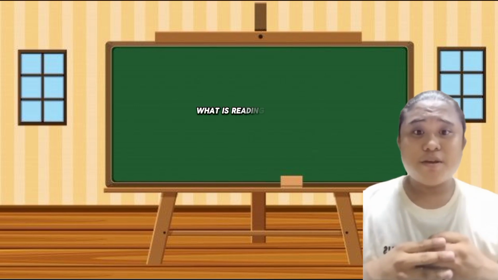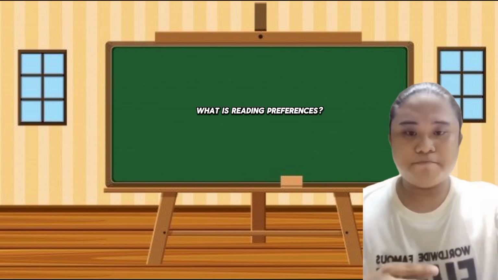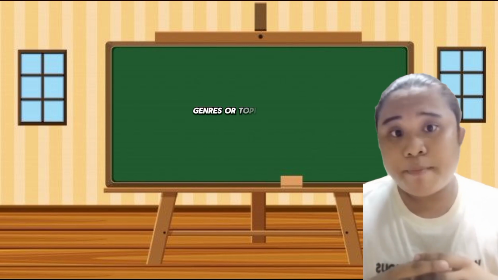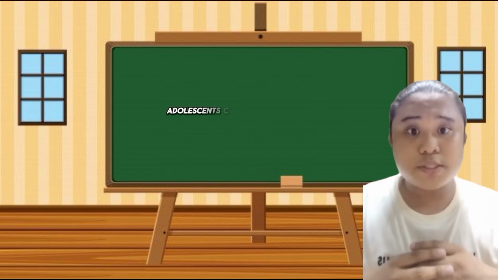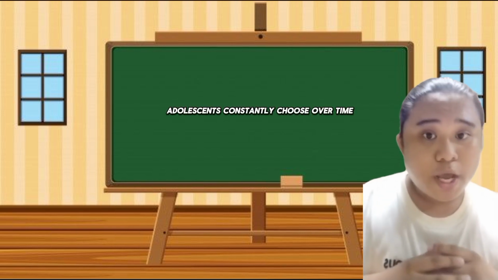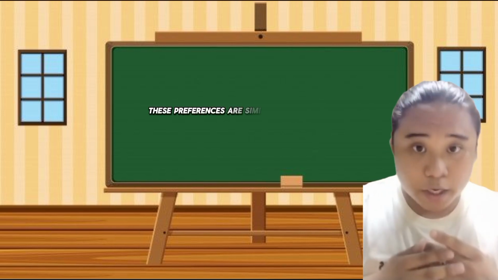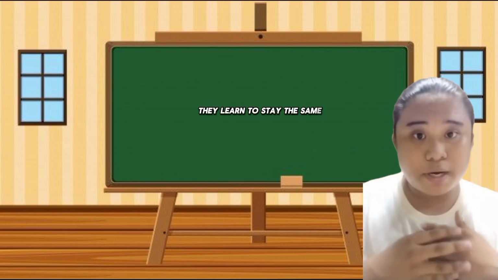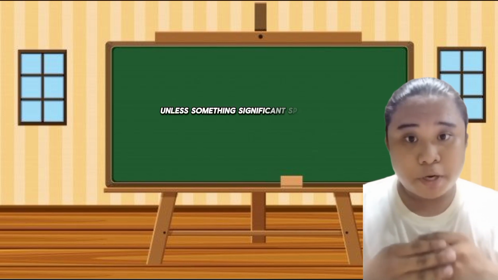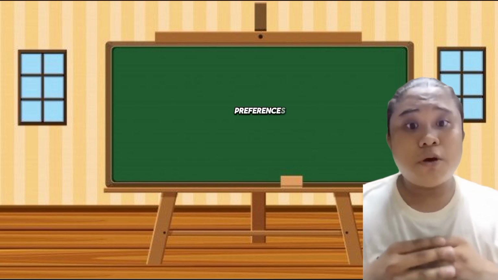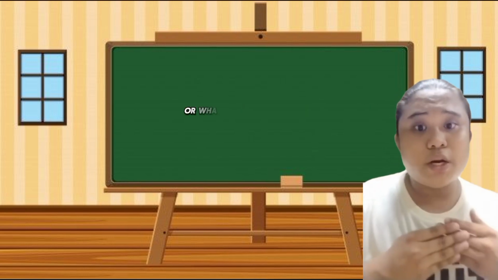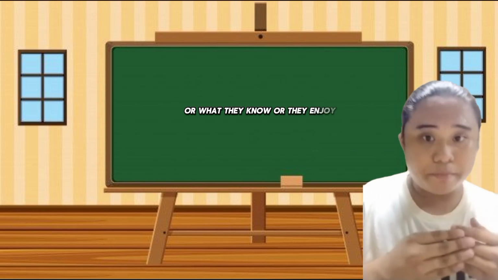What are reading preferences? Reading preferences refers to the types of books, genres, or topics that children and adolescents consistently choose over time. These preferences are similar to a favorite hobby. They tend to stay the same unless something significant sparks a change. Preferences often reflect what a reader feels comfortable with or what they know and enjoy.